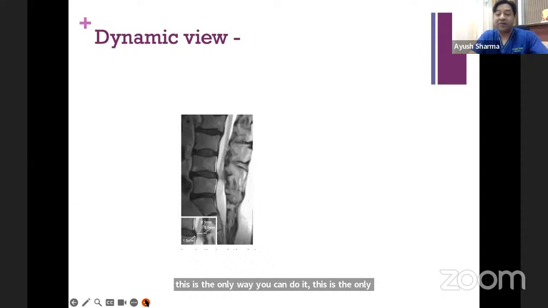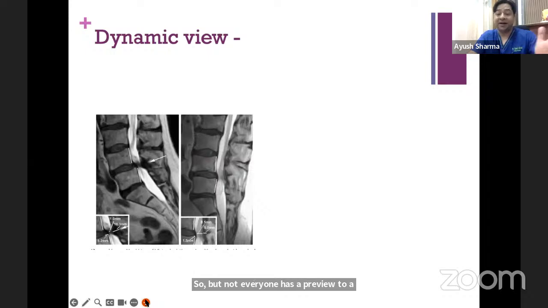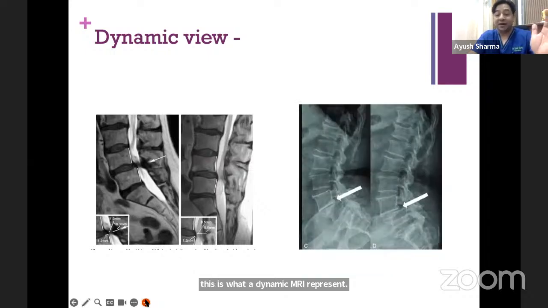But not everyone has access to a dynamic MRI. So this is what a dynamic MRI represents. It tells you when the compression is happening. But even if you don't have a dynamic MRI, you can extrapolate and understand all your investigations, whether it's an X-ray or an MRI or a CT scan.